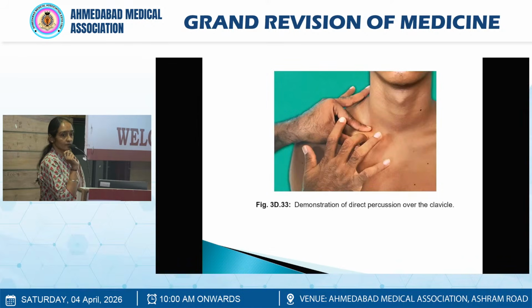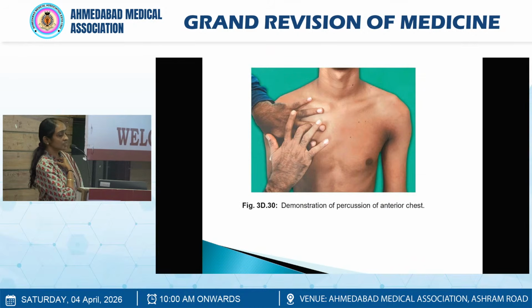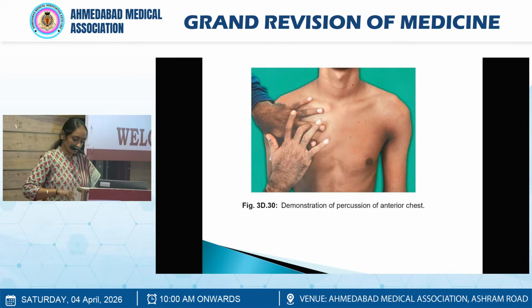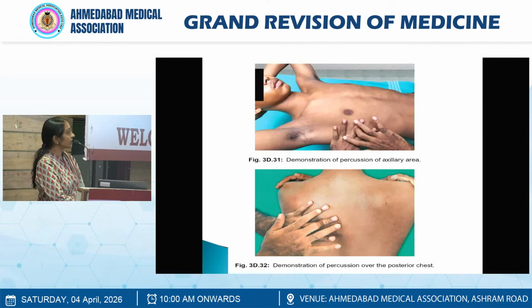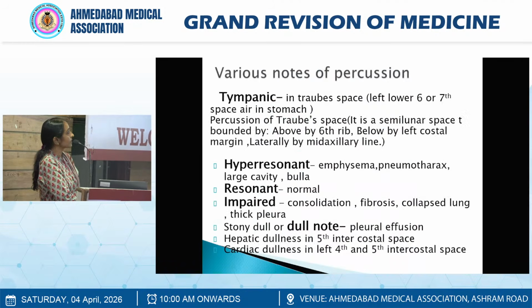This is direct percussion for the clavicle. This is indirect percussion. Locate the second intercostal space, put your finger firmly in the intercostal space and give a stroke. So, percussion on the anterior chest, in the axilla and at the back. See the position of the hands in the patient like this, and then percussion of the back is done.